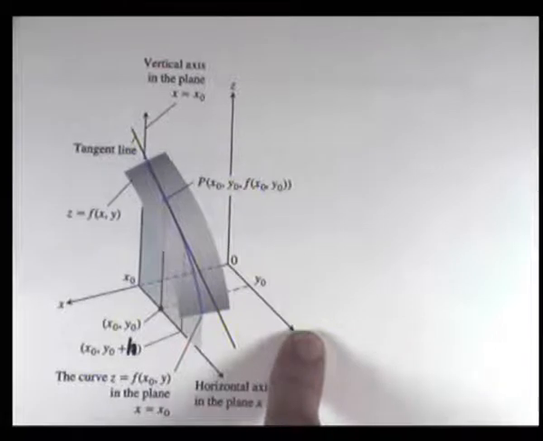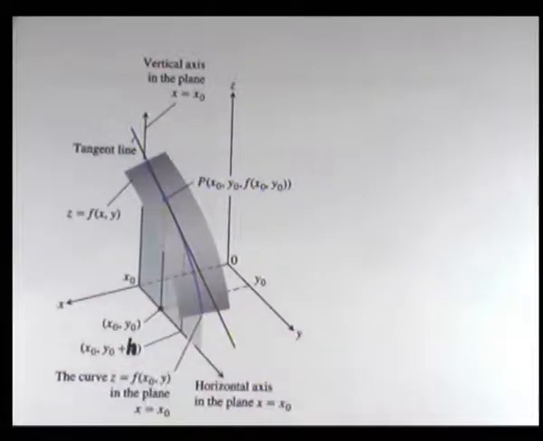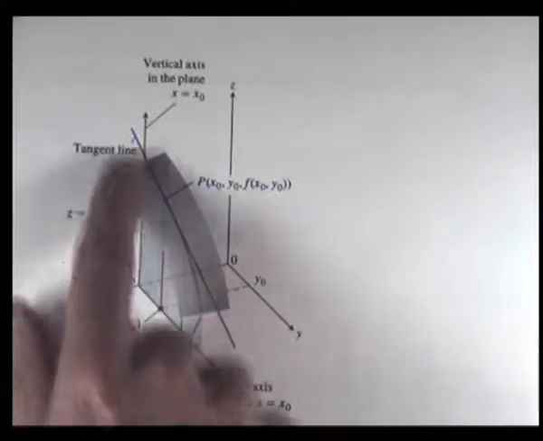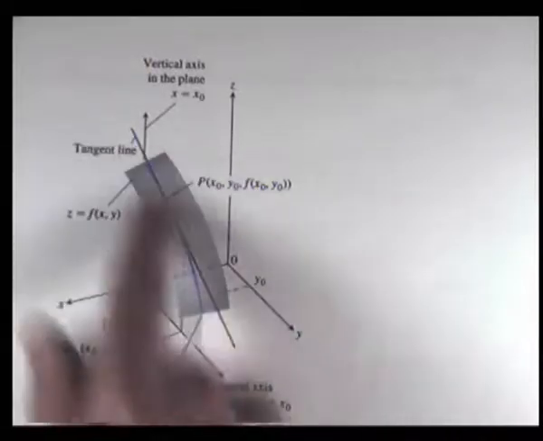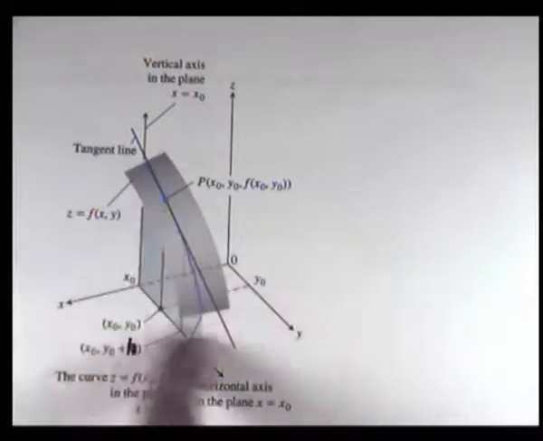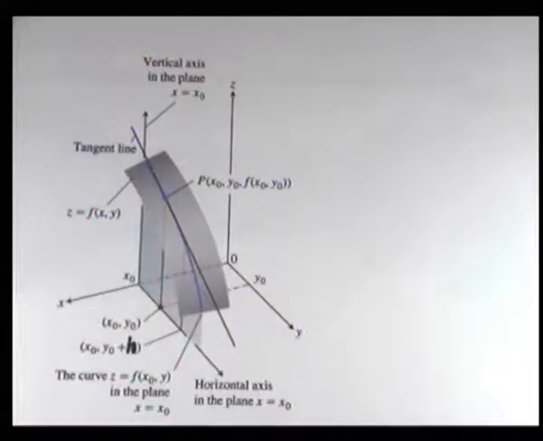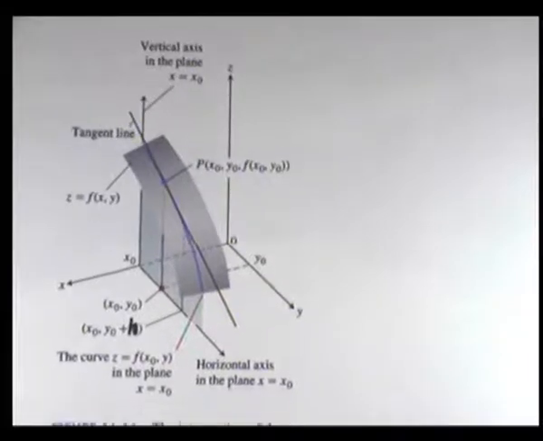Okay, so that's the biggest difference between this derivative and the previous derivative. Yes, it's still the slope of a tangent line, but the tangent line to the surface lies in a plane that is parallel to the yz plane. Okay?